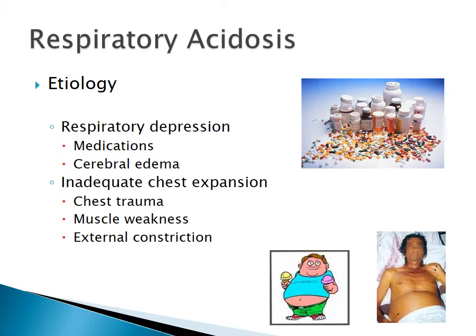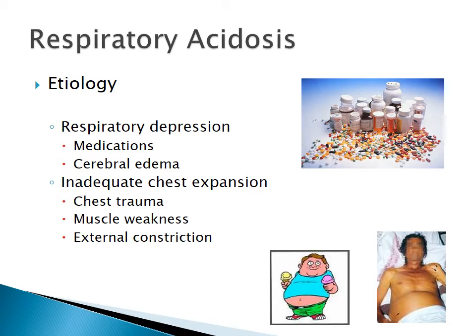Okay, so the different etiologies that can cause this, the four main reasons, and I'm going to say them right up front and then we'll go over each one: respiratory depression, inadequate chest expansion, airway obstruction, and reduced alveolar capillary diffusion. So let's look at respiratory depression. One of the most common ones that we see in the hospital is caused by medications, such as narcotics, hypnotics, sedatives, or anesthetics. So this is a really common one that we worry about in our post-op patient, respiratory acidosis.